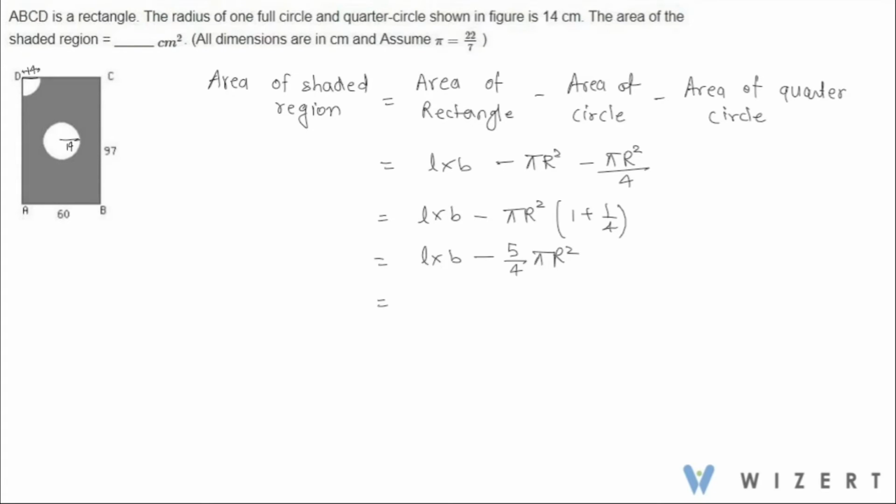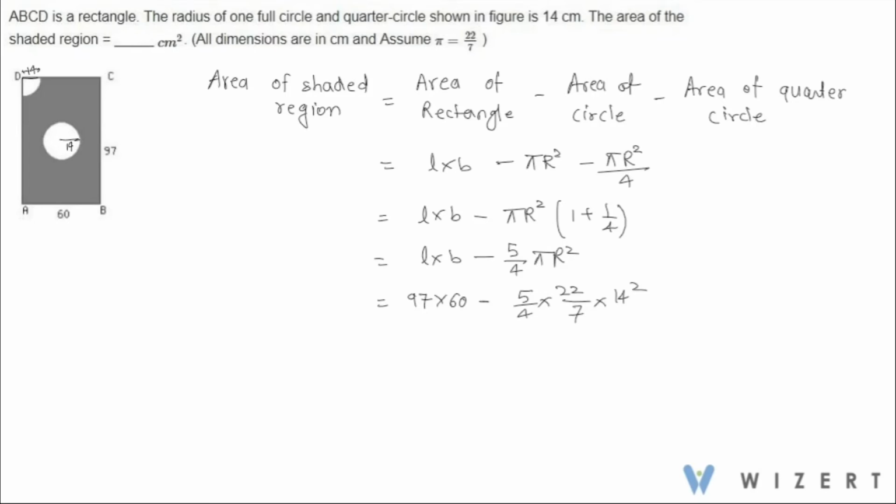So length is 97 as given in the figure. Breadth is 60. Minus 5 by 4 into, we have to take pi as 22 by 7, so 22 by 7 multiplied by r square. R is given as 14 centimeters. So 14 square.